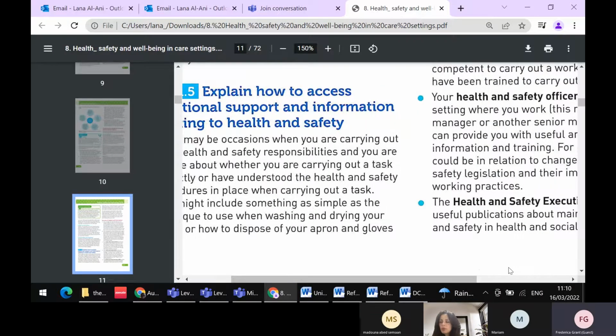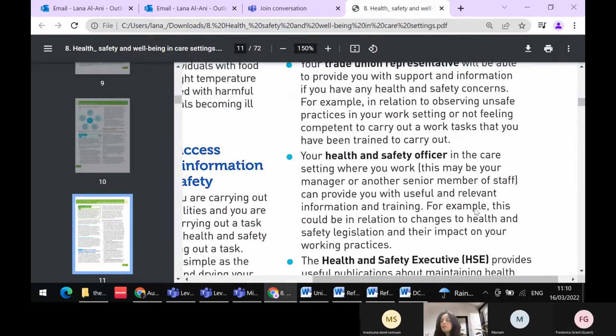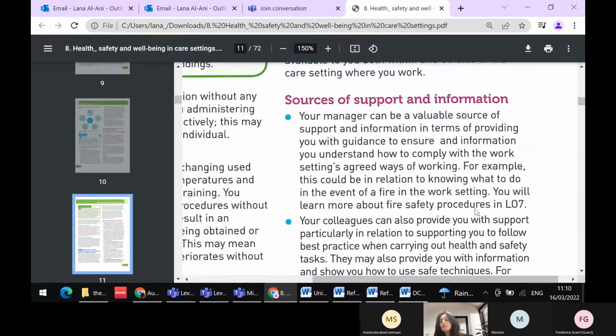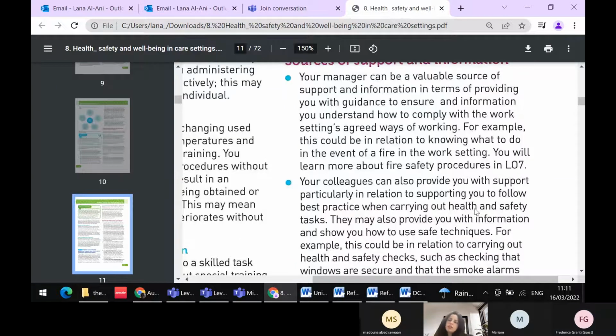Manager. Very good, excellent. The main resource for the information. If you don't know anything, if you just started, the best resource for the information is your manager, because they are the people who put the policy and procedure. They have lots of information about the area, about the staff, about the people who are there in care, and how to comply with the policy and procedure.